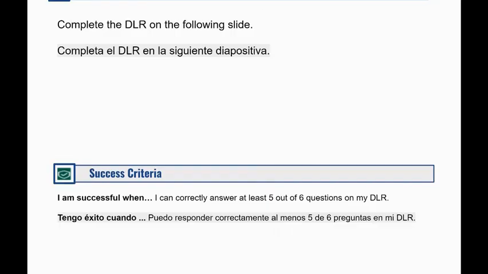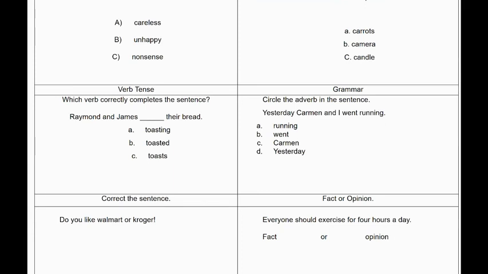For task number 4, students will complete the DLR on the following page. Students will be successful when you can correctly answer at least 5 out of 6 questions on your daily language review. Here we can see our DLR for the day, and in our first box we need to find which word has a suffix. Remember, a suffix comes at the end of a root word. Then, which word comes first in alphabetical order in box number 2.